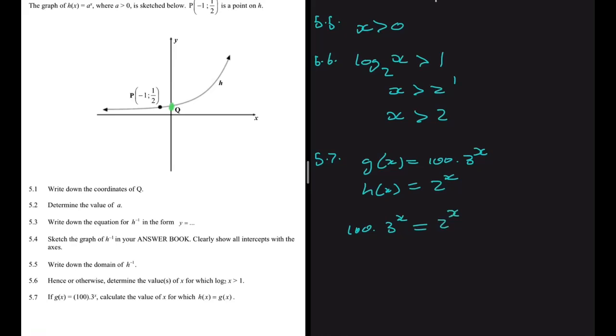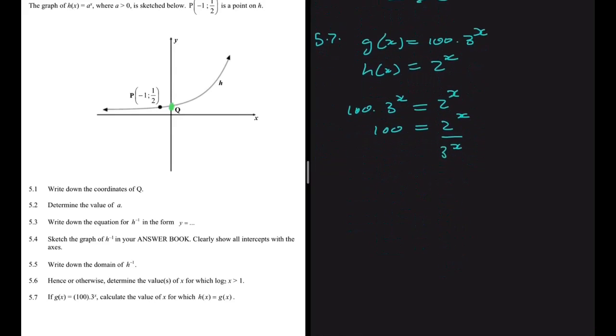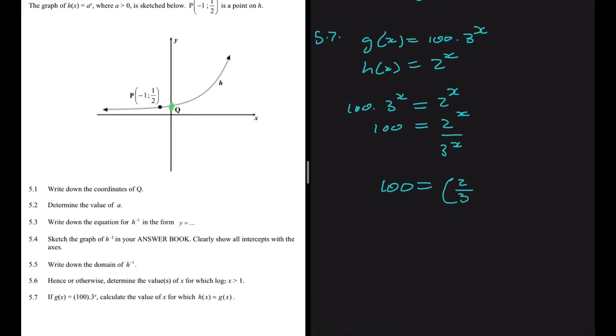So let's isolate the 100 here. If we do that, we're going to get 100 being equal to 2 to the power x divided by 3 to the power x, right? But then we can write this nicely in the following way. So we can say 100 is equal to (2 divided by 3) to the power x, right? So in order to solve for x here, we can introduce log on both sides. So we can say that log of 100 is equal to log of (2 divided by 3), everything to the power x, right?